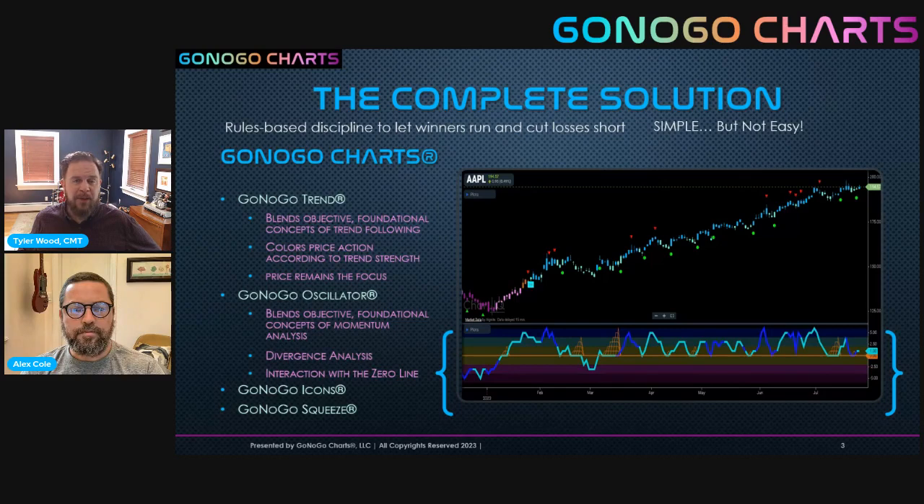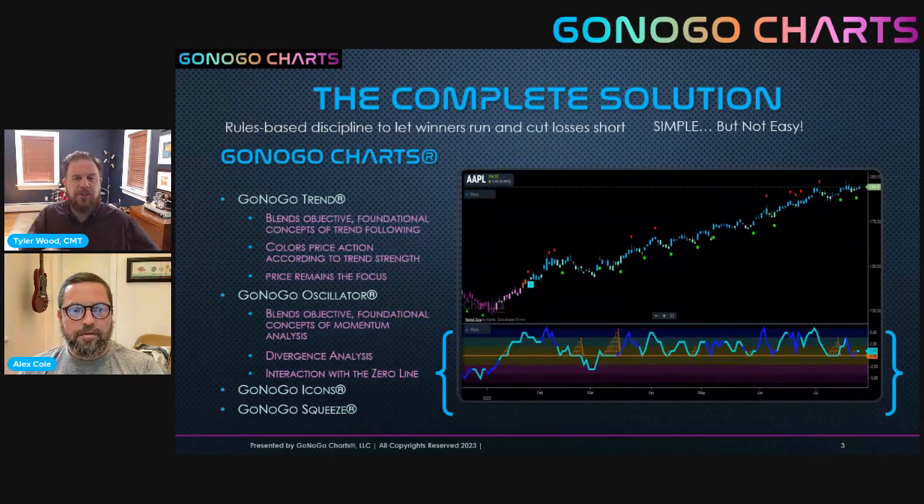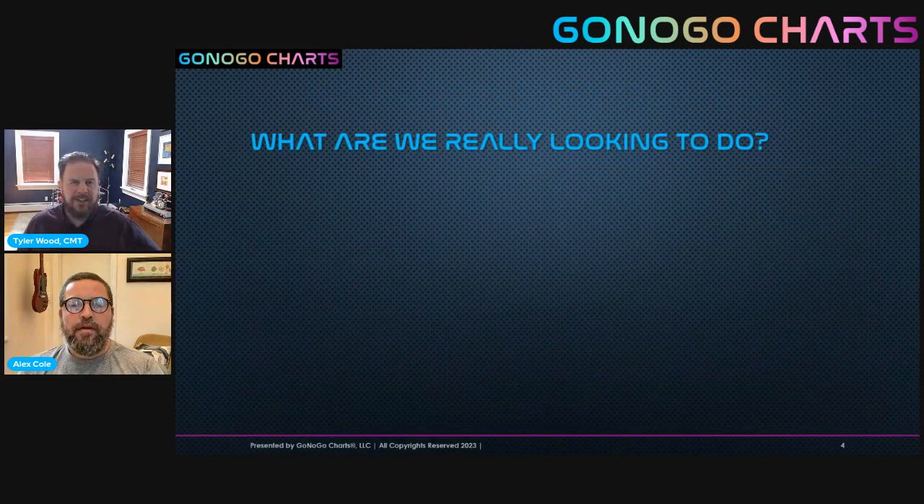Absolutely. So today what we're going to focus on is the interplay between GoNoGo Trend and GoNoGo Oscillator, understanding how to use momentum concepts in the GoNoGo Oscillator to our advantage as we're thinking about our trend following strategies. But before we get into the specifics, Alex, let's just talk at a high level about what the objectives are. What are we trying to do with our technical analysis?